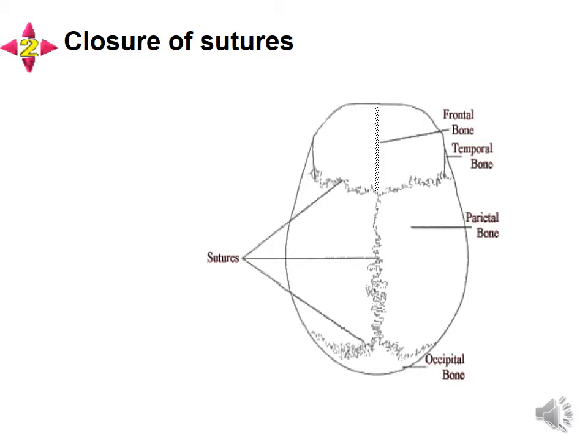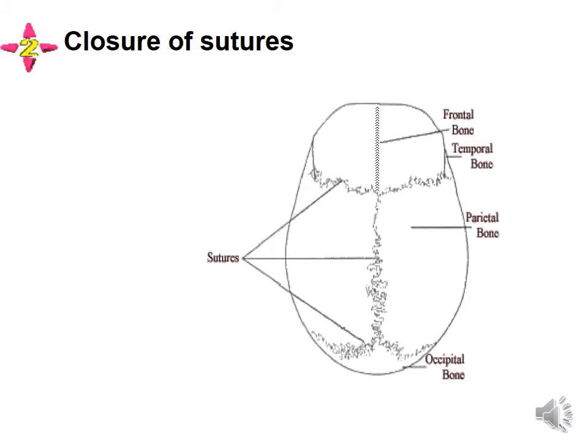Between those bones there are sutures. There is a frontal suture between the two frontal bones. There is the lambdoid between the occipital and the parietal, and between the two parietal bones there is the sagittal suture. Between the frontal and the parietal there are the coronal sutures.